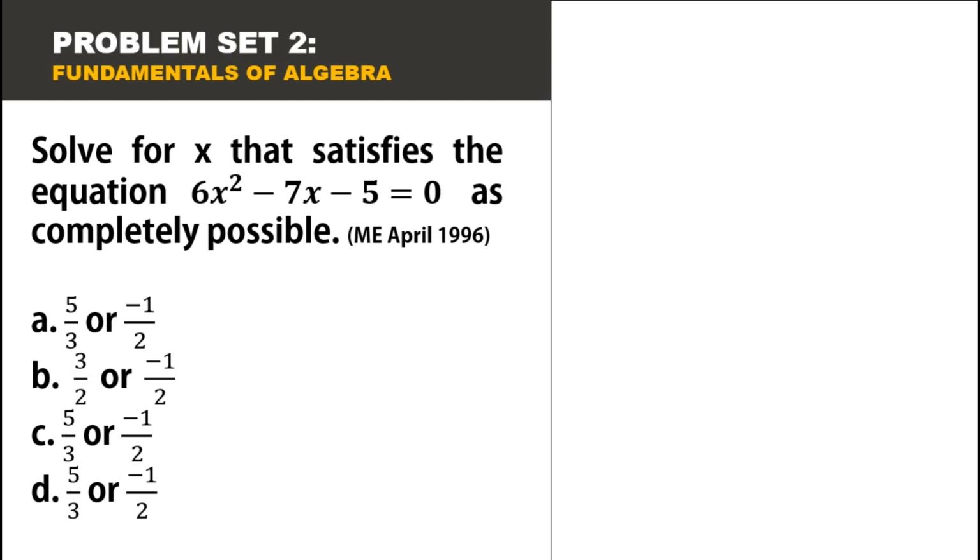So for x that satisfies the equation 6x squared minus 7x minus 5 equals 0, solve as completely as possible. We can use the quadratic formula in order to find the roots of this quadratic equation. We have the form ax squared plus bx plus c equals 0. In this equation, a, the coefficient, is 6. b, the coefficient, is negative 7. And c, the coefficient, is negative 5.